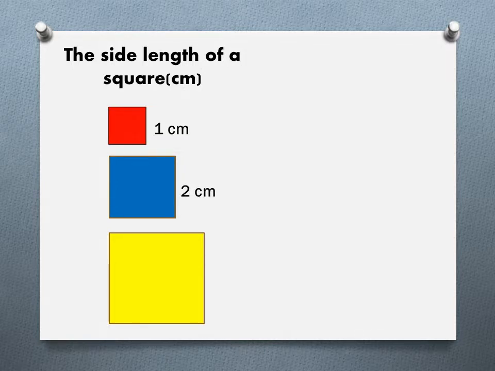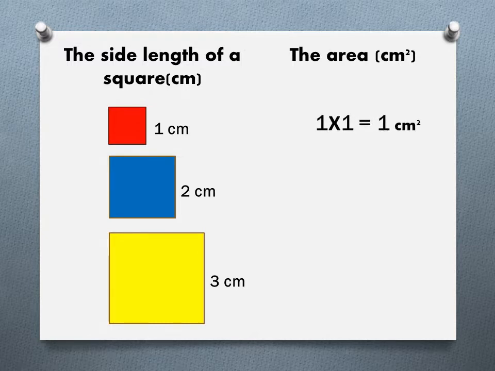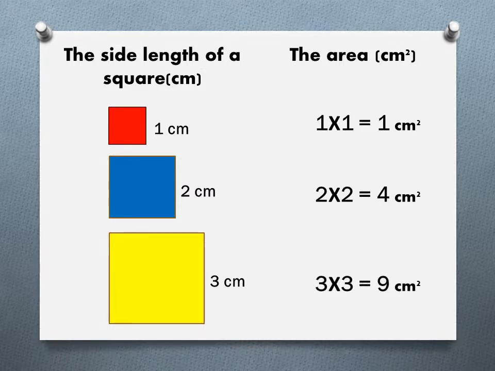Okay, in this example, we will take the side length of a square in centimeters and the area in square centimeters as two quantities. Okay, you know how to find the area of a square. Just imagine the side length of the first square is 1 centimeter. Then the area of this square is 1 into 1, 1 square centimeter. If the length of a side is 2 centimeters, then the area is 2 into 2, 4 square centimeters. Also, if we take the side length as 3 centimeters, then the area is 3 into 3 equal to 9 square centimeters.